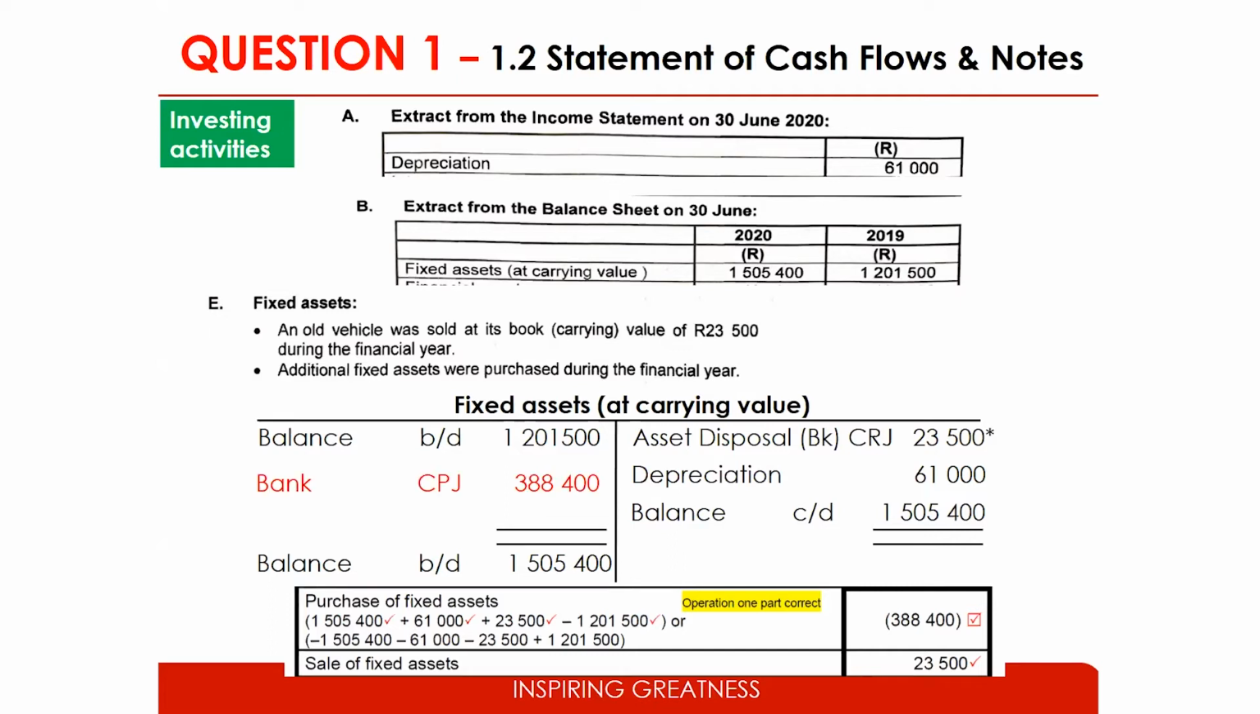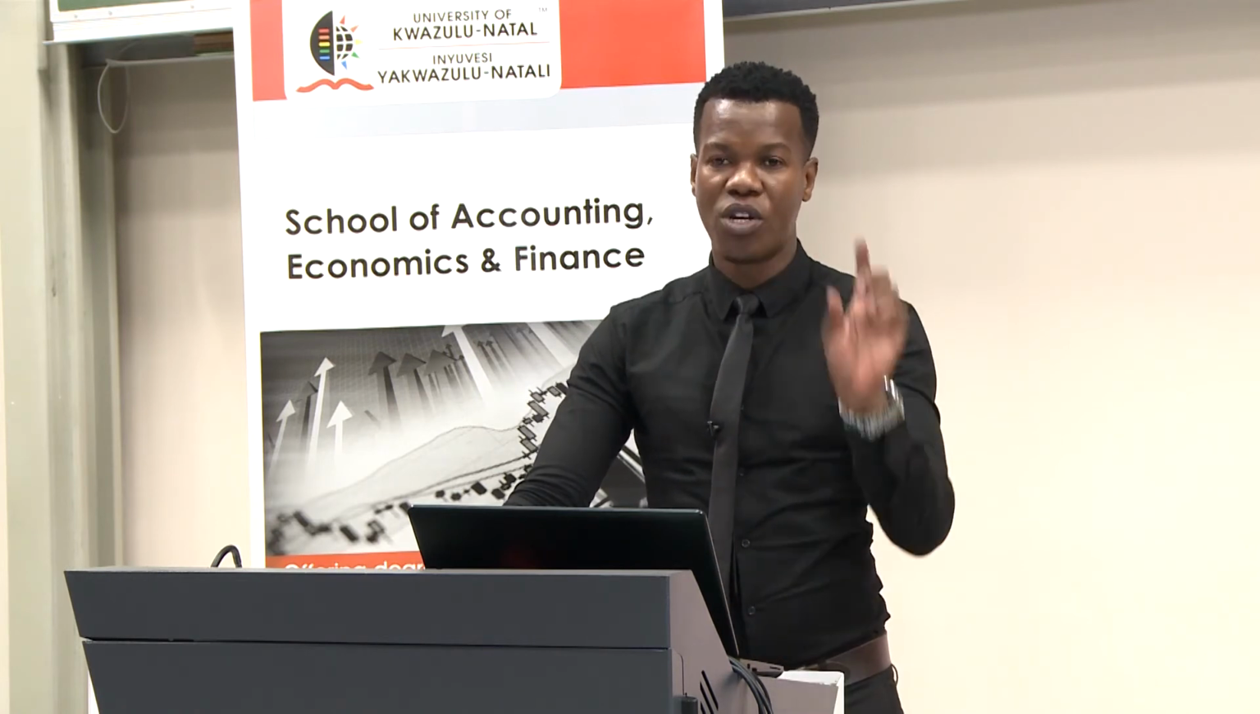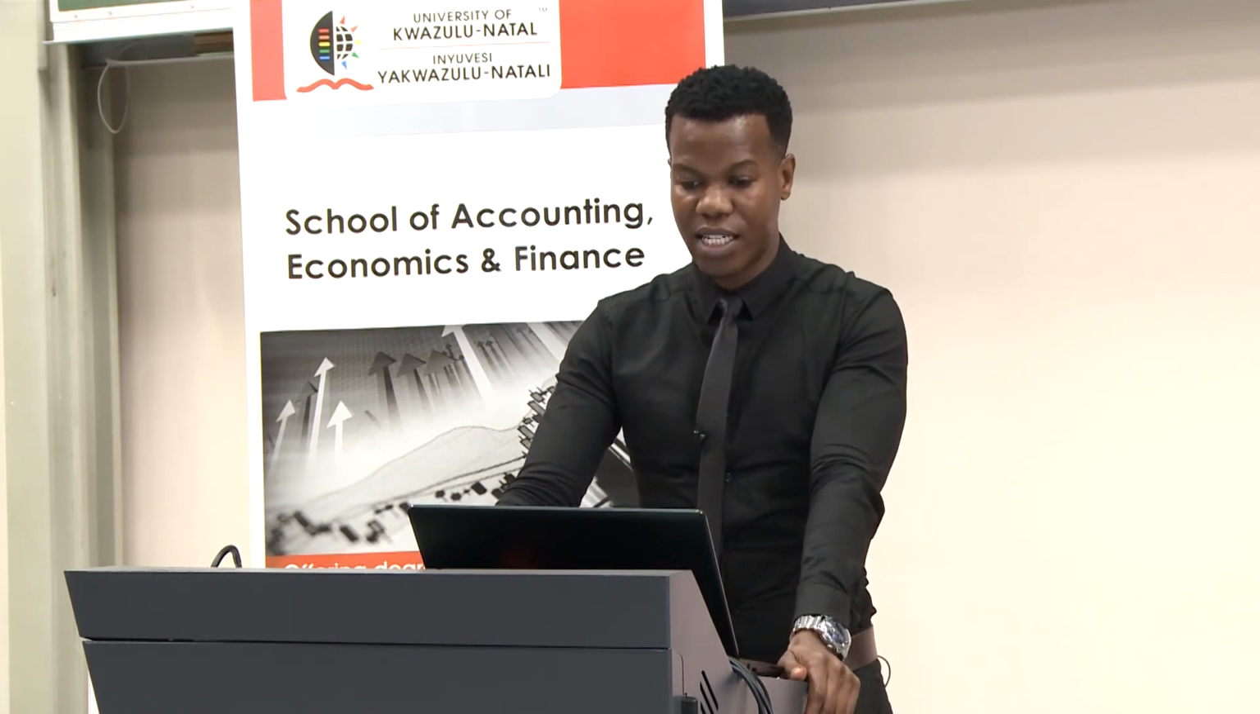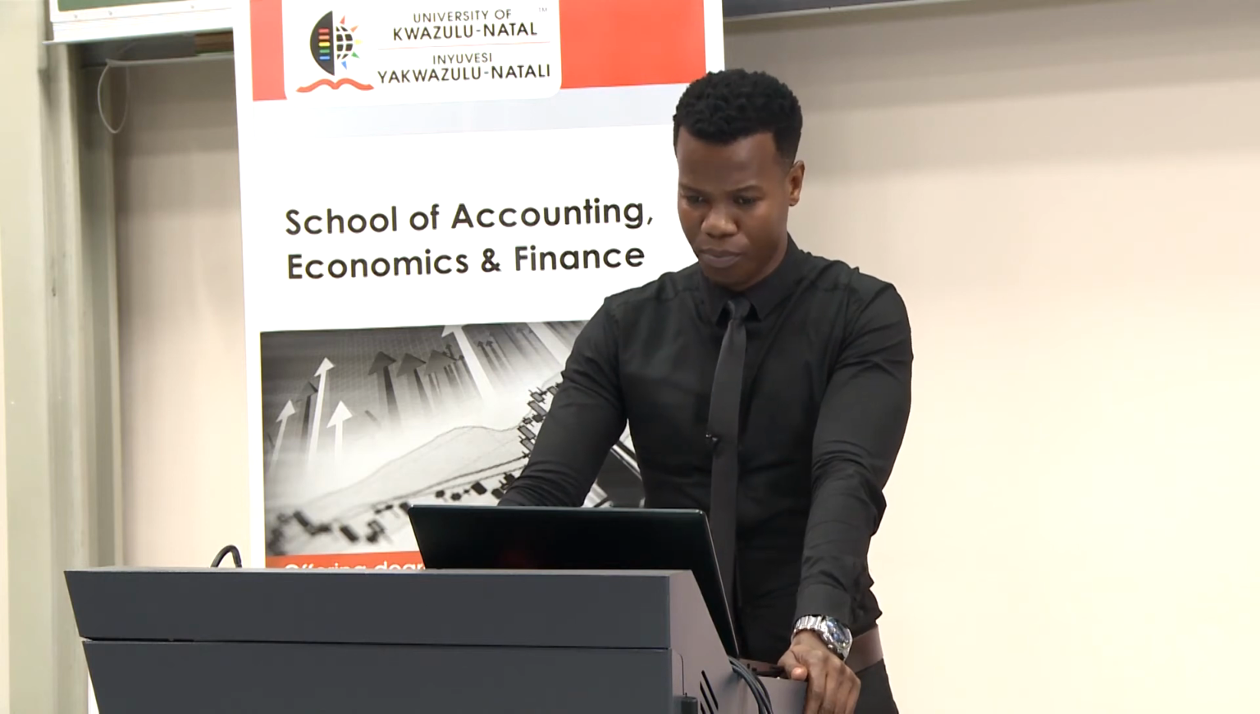Then the next thing is to take all the figures on your credit side and deduct the opening balance, to give you the amount of assets that we've purchased during the period, and that is 388,400 rand. Now that would be an outflow in your cash because you've purchased those assets. That will have a negative effect on your cash flow, and it needs to be shown clearly in brackets that it was a cash outflow.